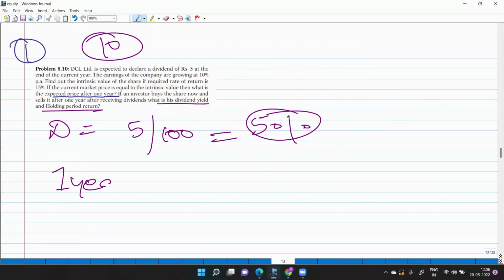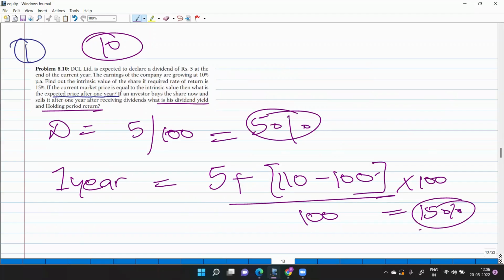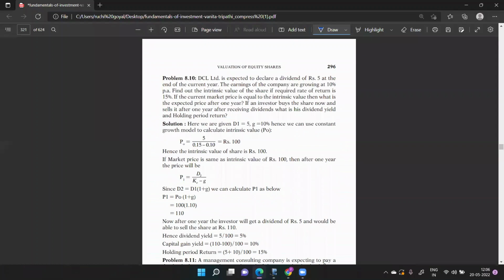ओके. होल्डिंग पीरियड रिटर्न, for how many years did you hold your share? 1 year. उस 1 year में आपको दो चीज मिली. First of all, you got 5 rupees as dividend and you got capital appreciation of rupees 10 and you invested 100. So what did you get? ये हो गया आपका 10 plus 5, 15%. ठीक है, let's check the answer.